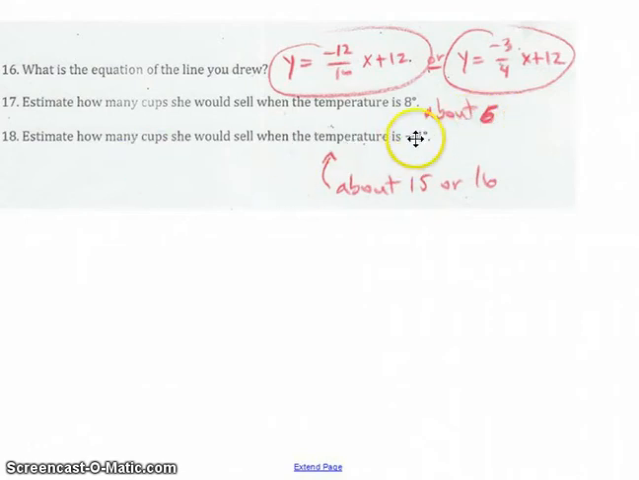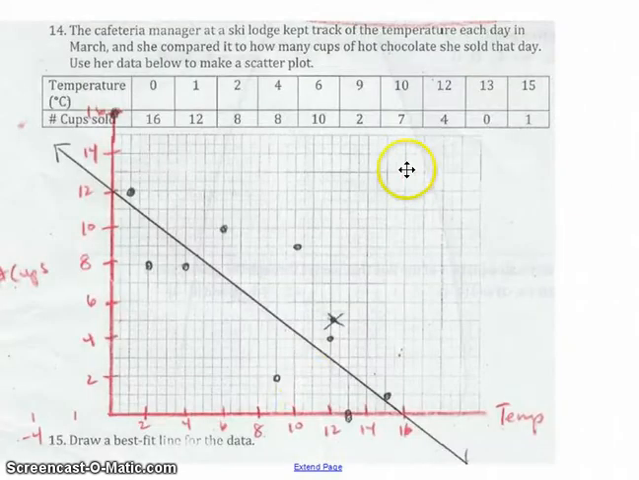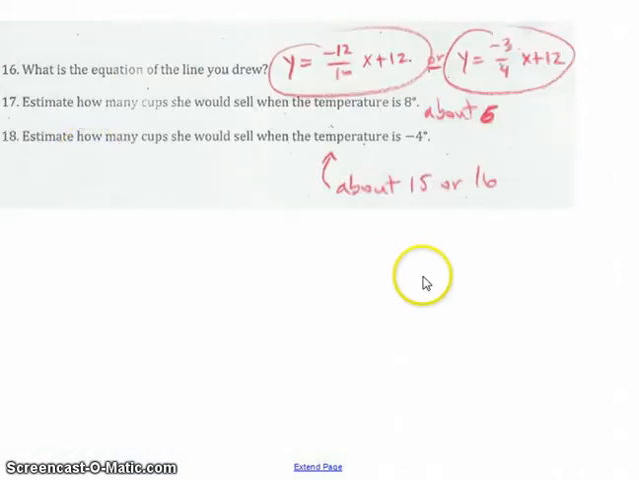How many cups would she sell if the temperature was negative 4 degrees? Well, that doesn't exactly fit on my picture here, does it? I've got 4 to 0, that's roughly negative 2 degrees, roughly negative 4 degrees. So how many cups would she sell at negative 4 degrees? I go up from there, and I drew that spot there, because that looked like if I continued that line, that's where it would hit. And that's about, I don't know, 15 or 16 cups, and that's what I said. She'd probably sell about 15 or 16 cups if the temperature was negative 4 degrees.